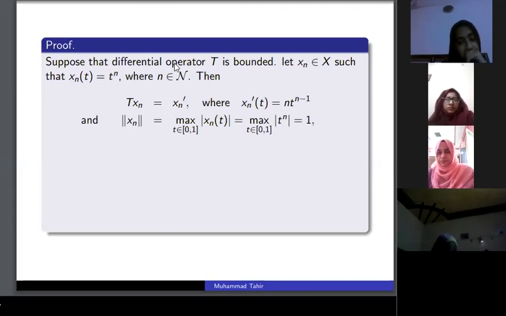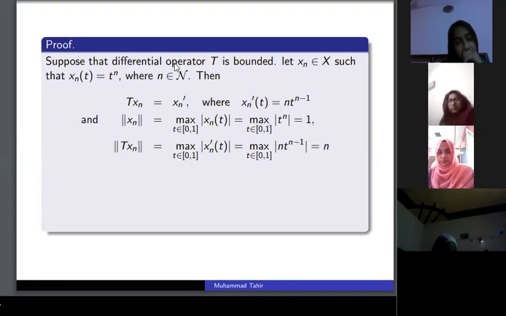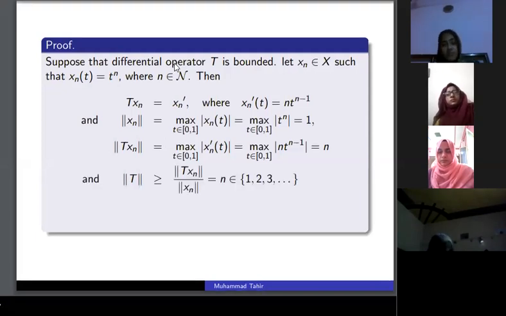Now we consider the norm of T x_n. The norm of T x_n is the maximum value of x_n prime of t, and the derivative of t^n is, we know, n times t raised to the power n minus 1. The maximum value of t is 1. So if we substitute t equal to 1, this is n. And the norm of T x_n is n, while the norm of x_n is 1. Dividing these two, we know that the length of T, because the length of T is the supremum of this ratio, norm of T x_n over norm of x_n, so the length of T is greater than or equal to the norm of T x_n over the norm of x_n.